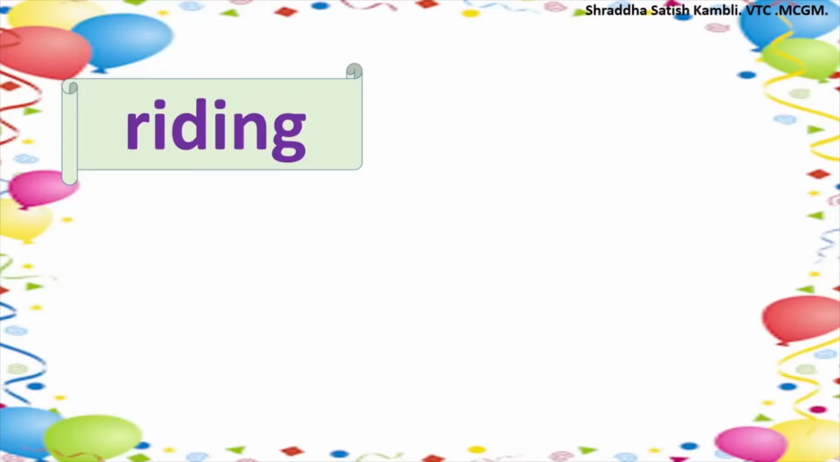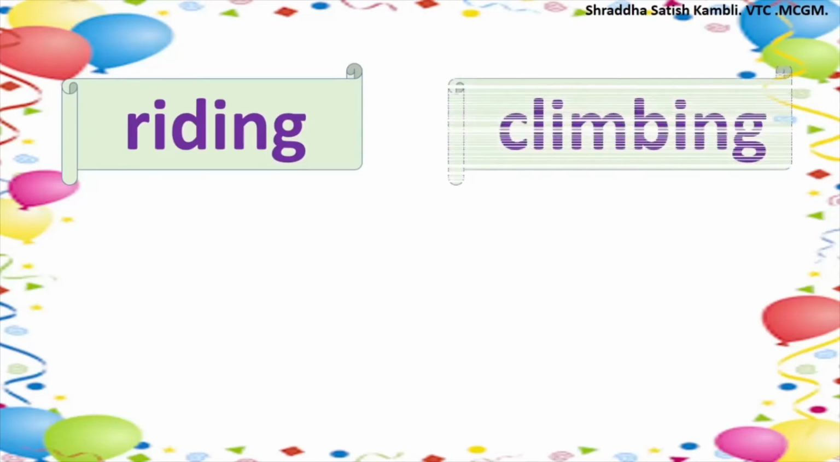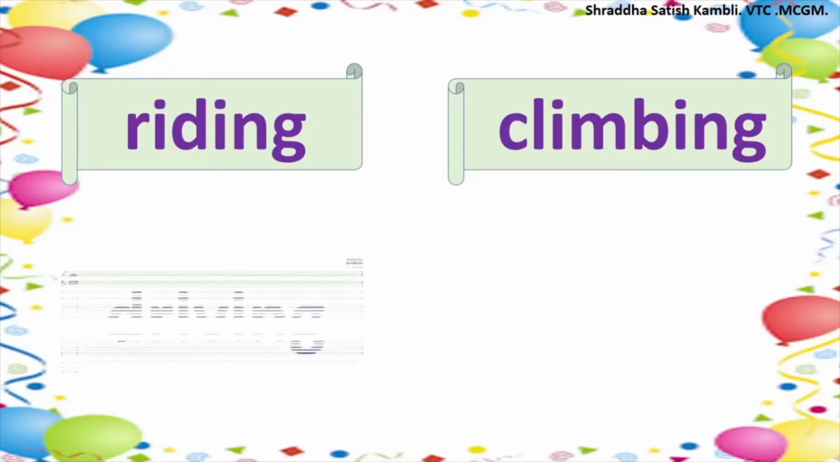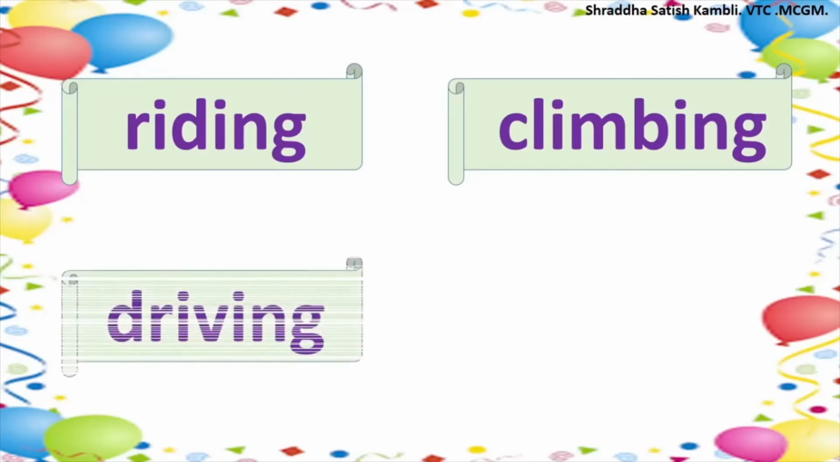Okay. Then the next action that we saw was, come on, try to read this. Climbing. C-L-I-M-B-I-N-G. Climbing. So who was climbing? The boy was climbing, isn't it? So we saw the action of climbing also. Which other action did we see? We saw the action of driving. So read the spelling of driving.